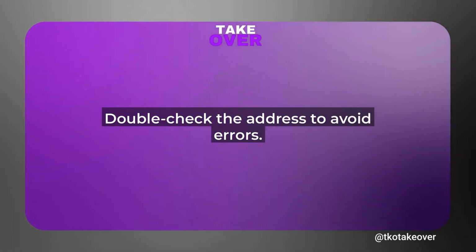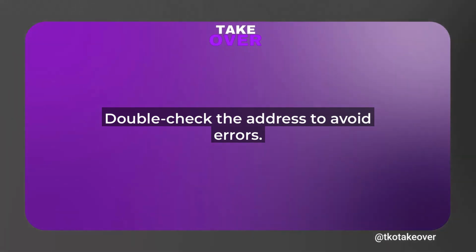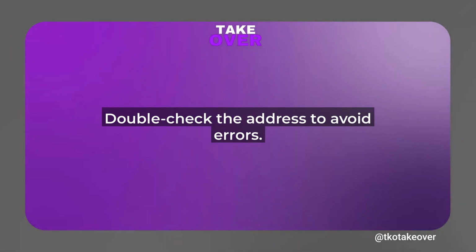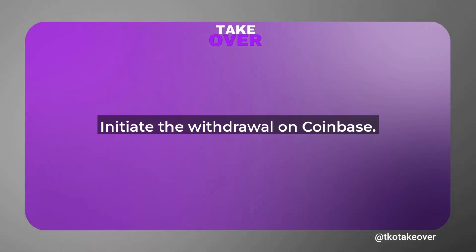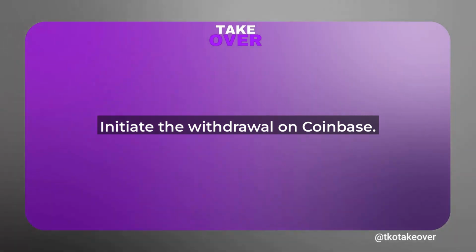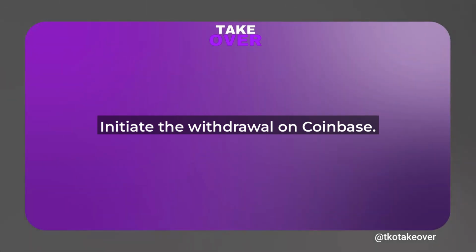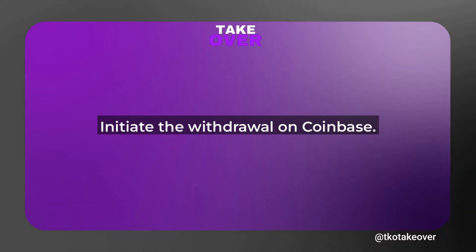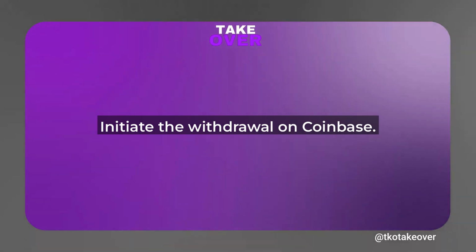Back on Coinbase, go to the Send or Withdraw section. Enter the amount of Ethereum you want to transfer, paste in that Ledger address, and review the details. Add a note if needed, but keep it simple. Hit Confirm, and Coinbase will process your request.